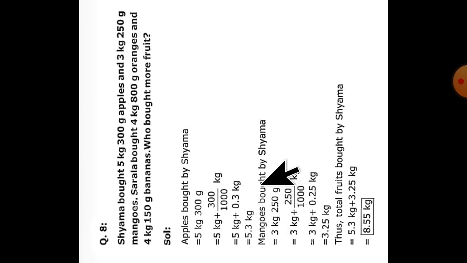Now mangoes bought by Shyama equal to 3 kg 250 gram. Again this 250 gram you will convert into kg. So 3 kg plus 250 upon 1000 kg equal to 3 kg plus 0.250 kg. This 0 will be cut. So 25 upon 100 means 0.25 kg equal to 3.25 kg. Thus total fruit bought by Shyama equal to 5.3 kg plus 3.25 kg equal to 8.55 kg. These two you will add.